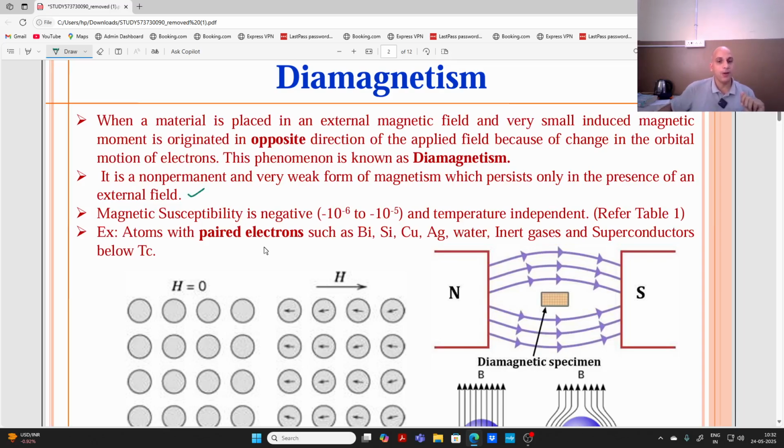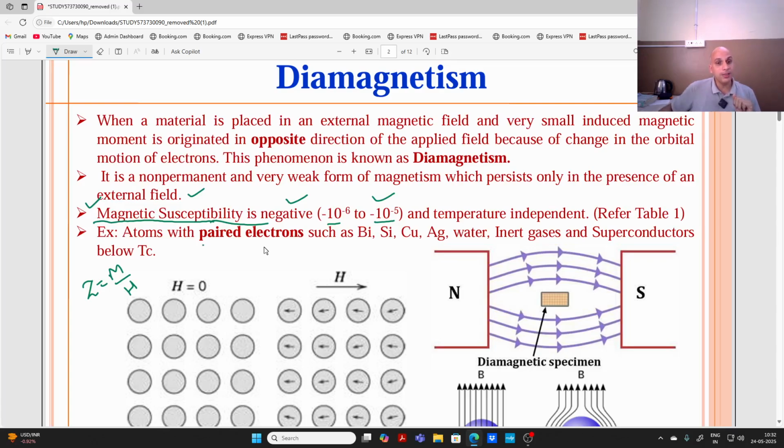Magnetic susceptibility is now very, very important. Magnetic susceptibility, zeta, is equal to M upon H. It is negative, we have to remember it, and its value is minus 10 raised to power minus 6 to minus 10 raised to power minus 5, and it is temperature independent. It has nothing to do with the temperature, whether the temperature is decreased or increased. It doesn't depend upon the temperature. So it is a very, very important point related to diamagnetism.